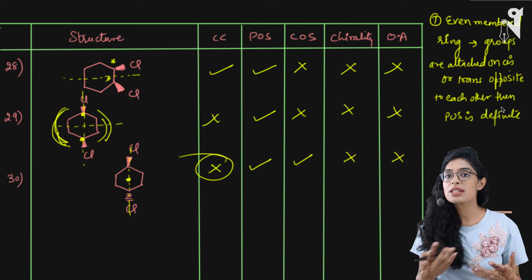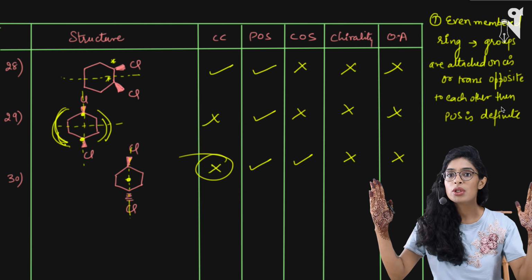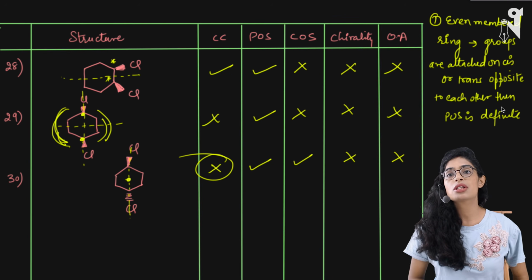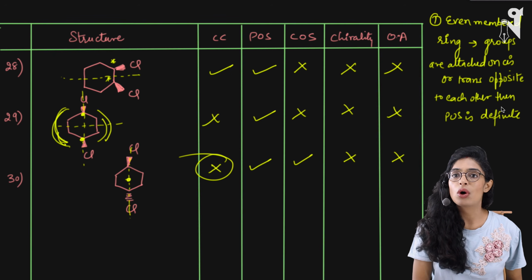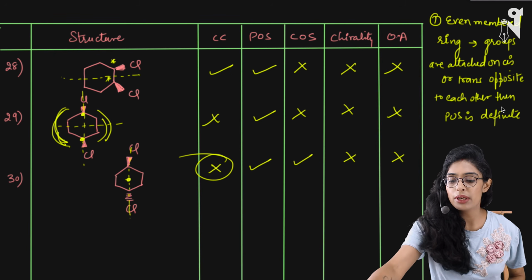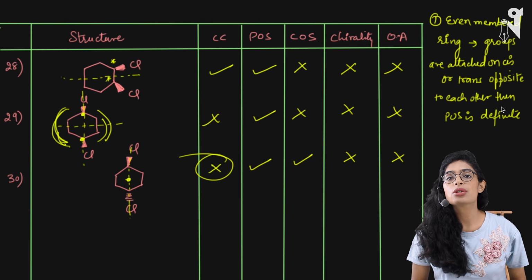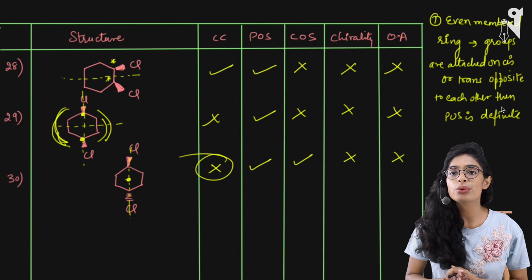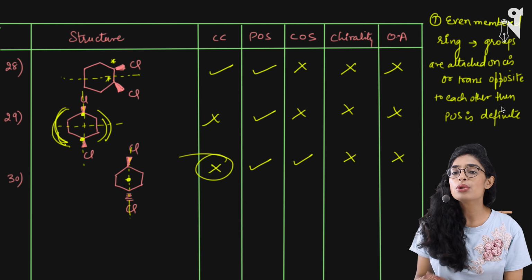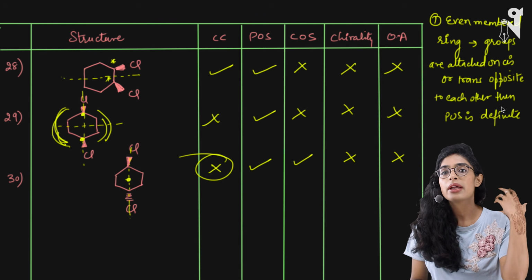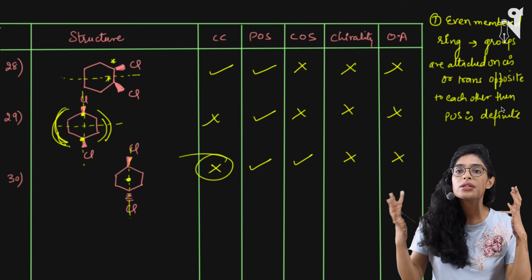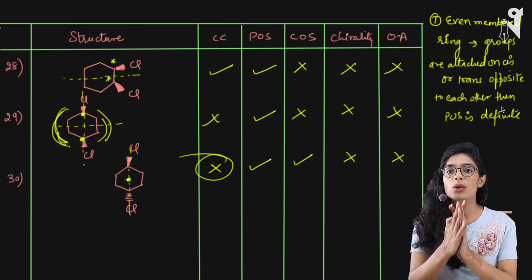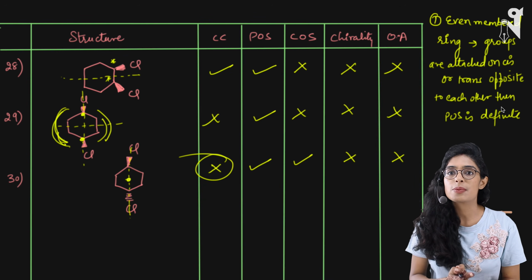So you don't have to always imagine. You can just see if the groups are opposite to each other. No matter whether they're in cis form or trans form, in an even membered ring, they will always possess POS. Okay. So this is the observation of today's examples, and if you remember it, it will be easier and faster for you. Even if you don't remember, you can see the structure through your mental eyes, and you will be able to see whether POS and COS are present or not.